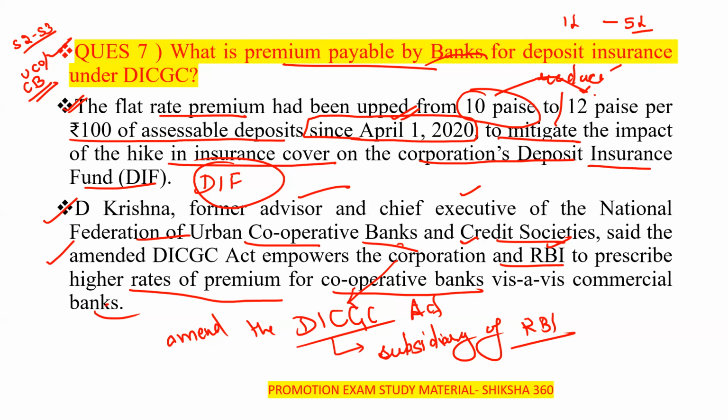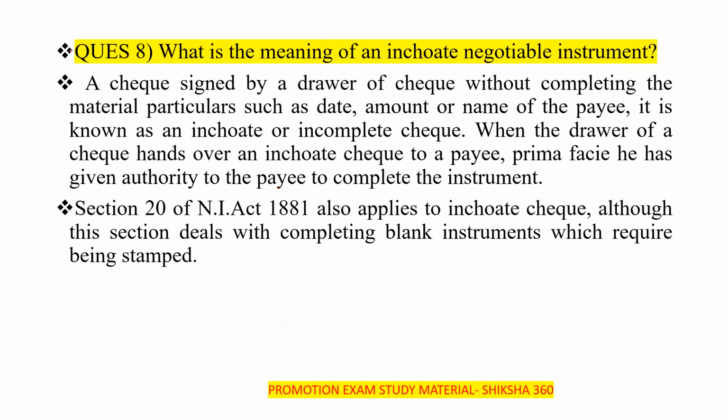Now move to the next one. Very, very important, this question also. What is the meaning of an inchoate negotiable instrument? In simple language, it is an incomplete instrument. It is known as an inchoate negotiable instrument. Clear? This question has already been asked in the JAIIB exam also. Incomplete instrument. Let's discuss here.